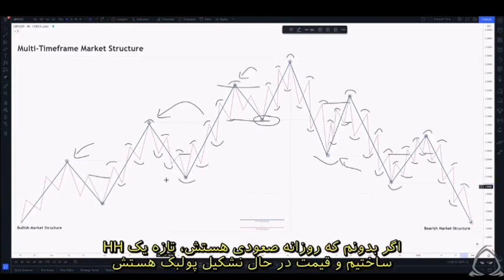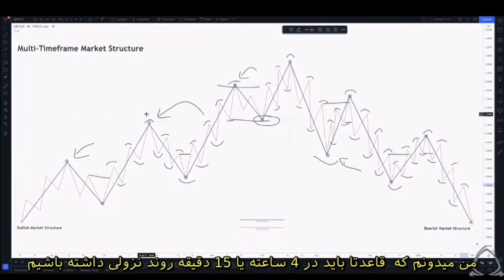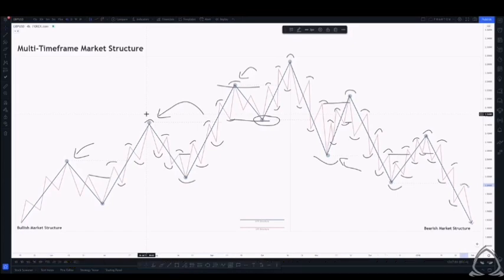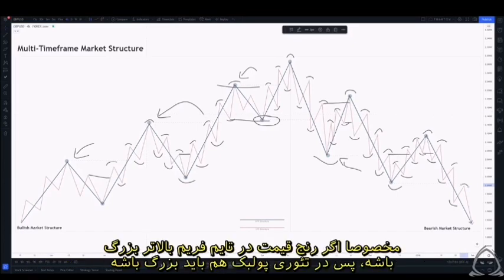If I know that the daily's in an uptrend, we've just put in a higher high and price is starting to pull back, I know realistically on the 4 hour and the 15 minute, what we would likely see is a downtrend, especially given if the range in price on, say, the higher time frame is large. That means the pullback in theory could be large.